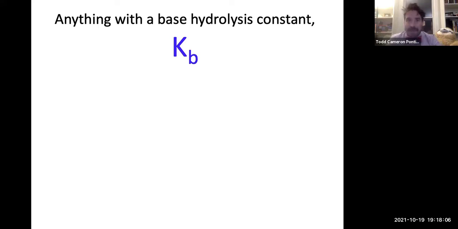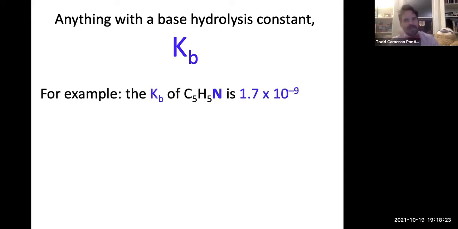As with acids having their Ka, the acid dissociation constant, weak bases have something called a base hydrolysis constant. So if any molecule or chemical species has a Kb, that means it can act as a base. And the reaction is again very straightforward. So for example, the Kb of pyridine is 1.7 times 10 to the negative ninth. How do we go about writing a reaction? It's always going to be the same thing.